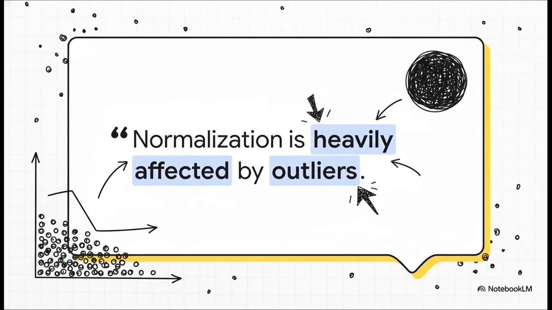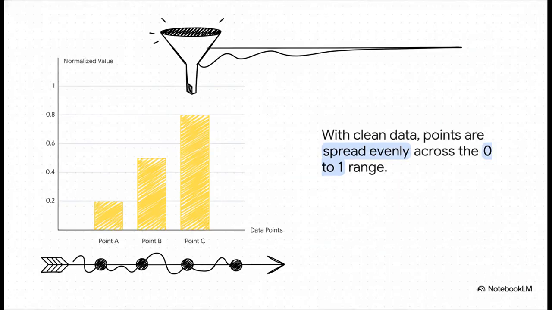But, and this is a big but, normalization has an Achilles heel, because the whole calculation depends on finding that absolute minimum and absolute maximum value. It is super sensitive to outliers, those one-off extreme data points that just don't fit in. In a perfect world, with perfectly clean data, normalization is beautiful. You can see here, our data points are spread out nicely across that 0 to 1 range. Everything looks great. This is the ideal situation.